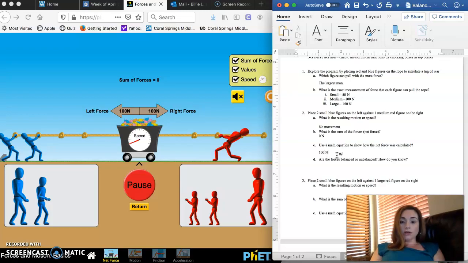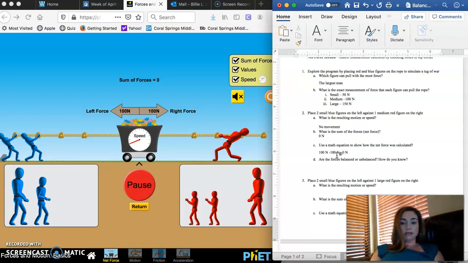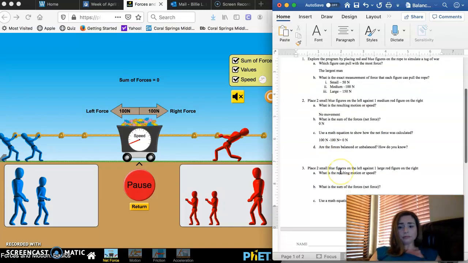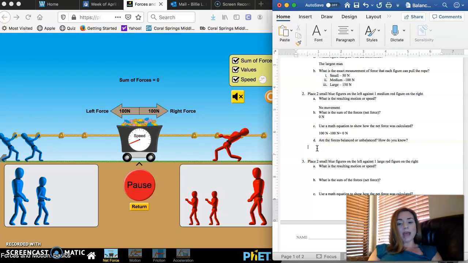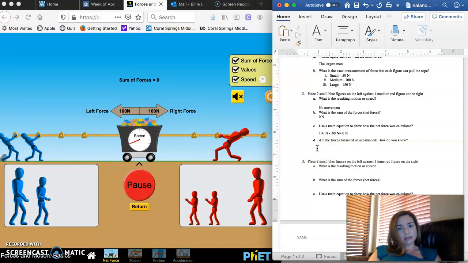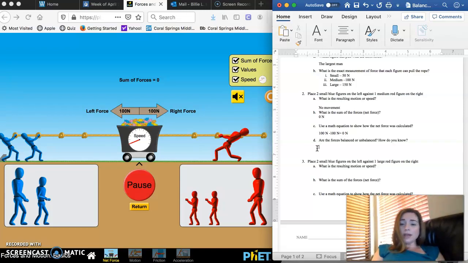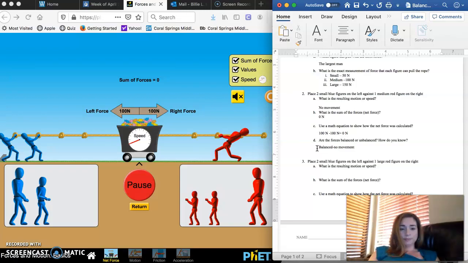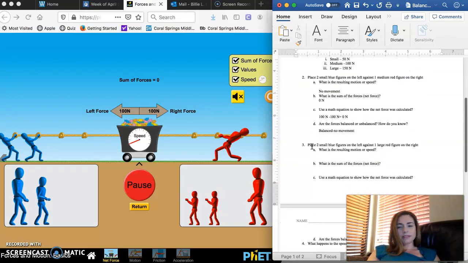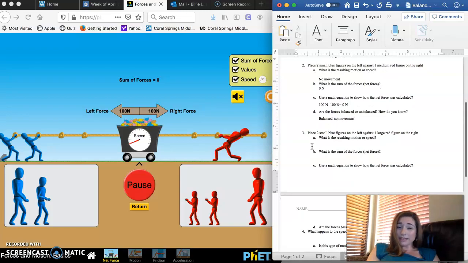We took 100 newtons minus 100 newtons equals 0 newtons. They're working against each other. Are the forces balanced or unbalanced, and how do you know? So you have to think back to all the things we learned this week with balanced and unbalanced. Well, they're not moving, and they're the same. So it is balanced, and because it is balanced, there's no movement. Are you starting to get this? It's a little bit of common sense.